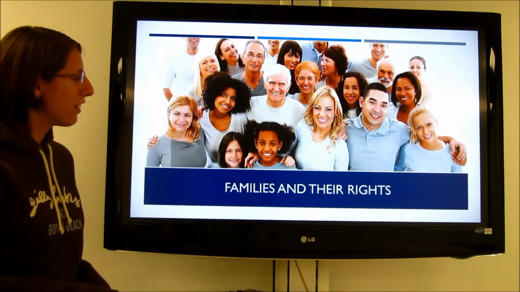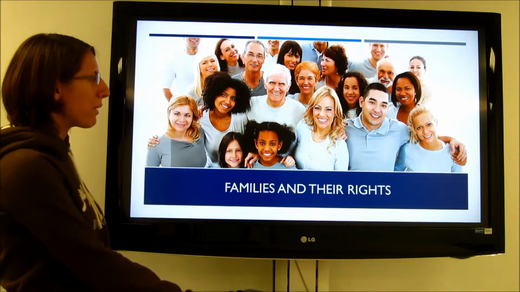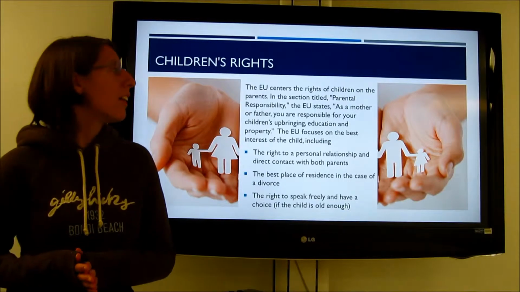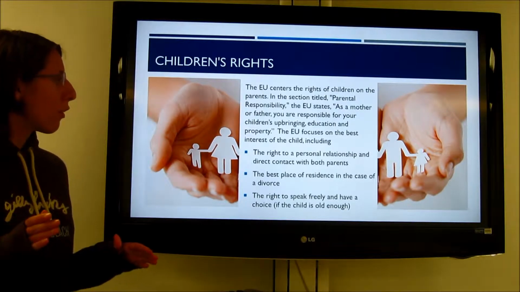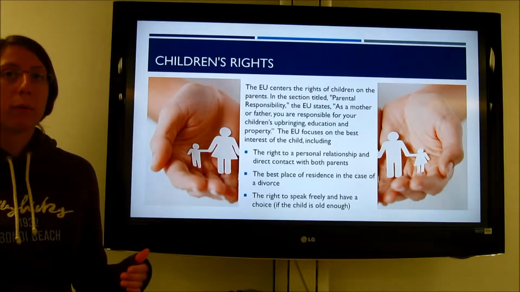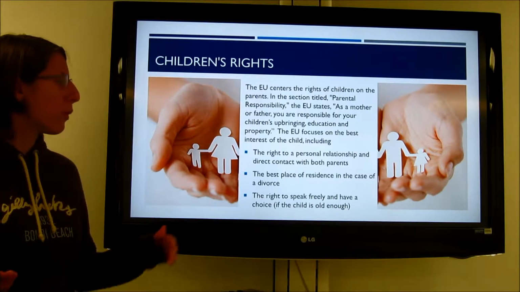All right. Next is families and their rights in the EU. Quite a diverse family here, it looks like. I wanted to first begin with children's rights. Now, children's rights are all centered on their best interest. For example, they believe that it's in the best interest to have a right to a personal relationship with both their parents and have direct contact with them here.